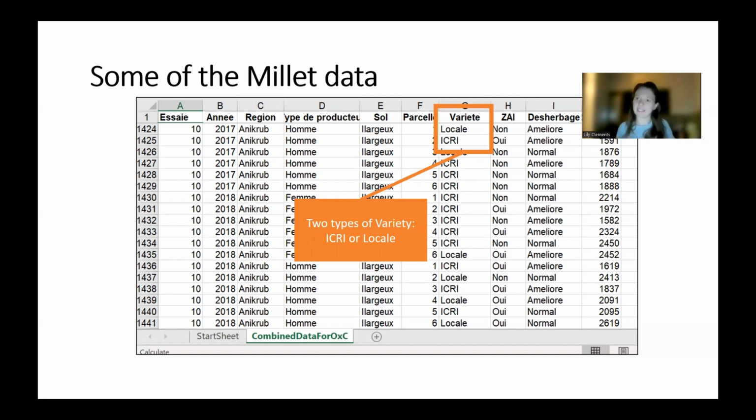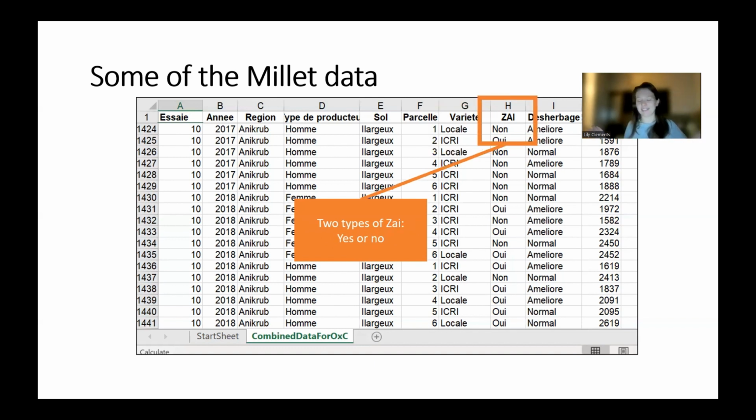So what we want to see here is, I guess, does the variety affect the yield of millet? Or maybe that's what you want to see. Or you might be asked another question. It might be, okay, which variety would you recommend in this situation? But I won't give too much away.